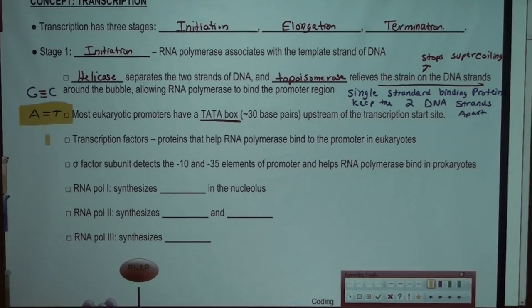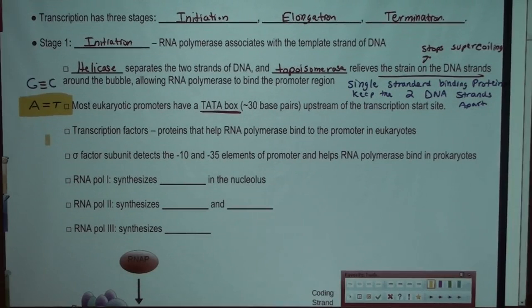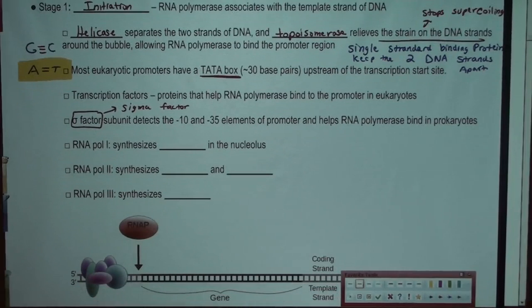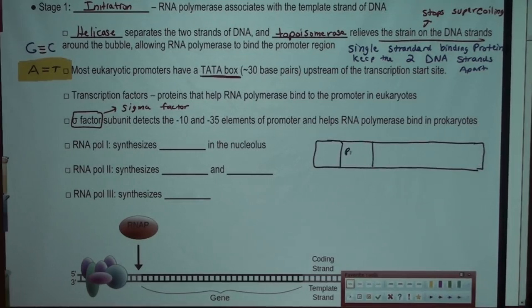And transcription factors are proteins that help RNA polymerase bind to the promoter in eukaryotes. So we're going to see different things today in terms of transcription factors. We're going to say here that we have what's called the sigma factor. So this subunit detects the -10 and -35 elements of promoters and helps RNA polymerase bind in prokaryotes. So the way you think about it is like this. You have a strand of DNA. And we're going to say here that this is the promoter site. And this is the DNA that you want to transcribe.